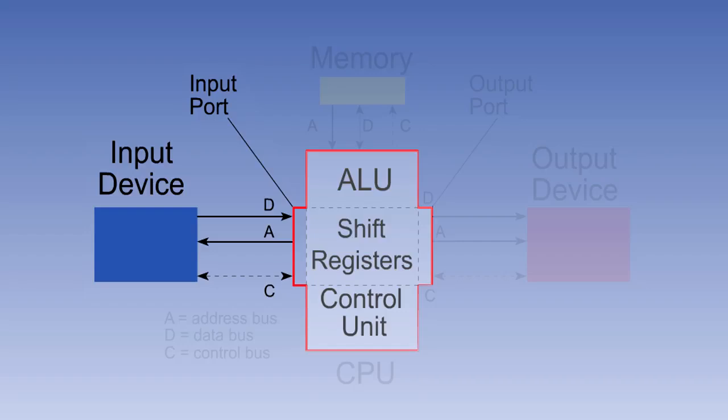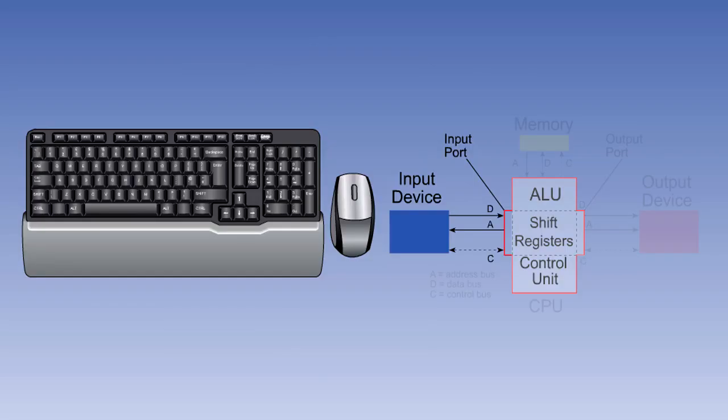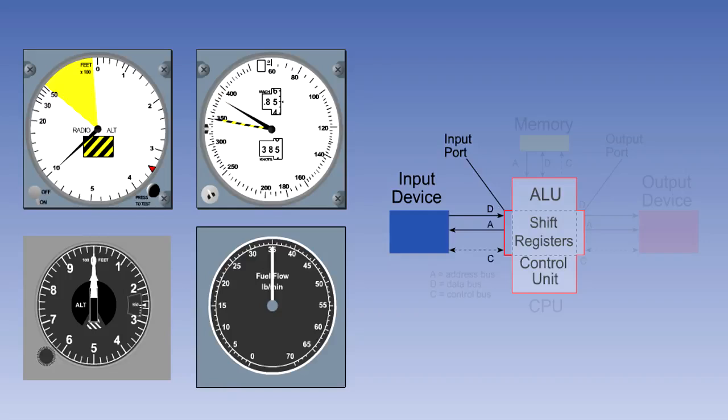The CPU accepts digital signals from the input peripheral devices via its input port. In the case of a personal computer or PC, these may be the keyboard, the mouse, or any other input device. In an aircraft, the inputs could be from various sensors: radio altitude, barometric altitude, airspeed, fuel flow, and so on.